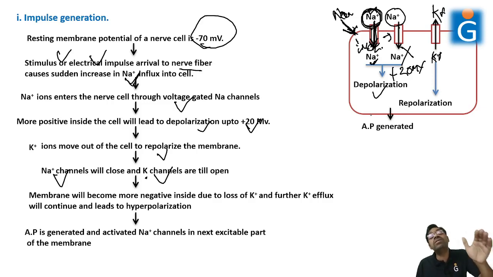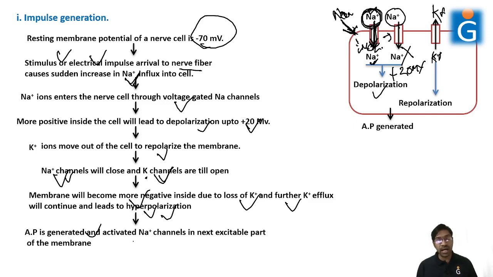Means again it is moving towards a negative polarity due to the closing of sodium channels and opening of potassium channels. Now the membrane will become more negative due to the loss of potassium from inside to outside, and further potassium efflux is going to cause hyperpolarization of the neuron. Hyperpolarization means excessive polarization, an excessive increase in the negative polarity inside the cytosol of the cell, because sodium is not coming inside, positive charge is not coming inside, while positive charge is moving outside. Hence it is further going to cause hyperpolarization. And now the action potential has been generated.